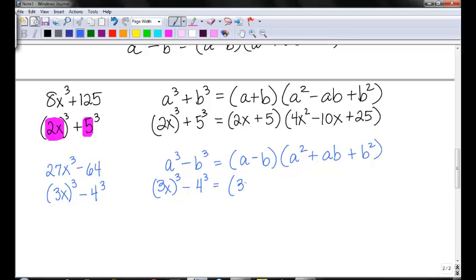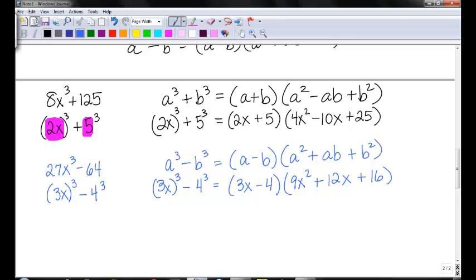So this would be 3x minus 4, and this would be 3x squared would be 9x squared. And then AB would be, multiply them together, 12x. And then square the 4 would be 16. Okay? So you should end up with 3x minus 4, that quantity, times 9x squared plus 12x minus 16. Okay, so that was Algebra 2.